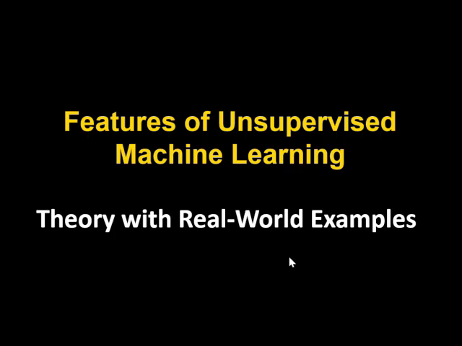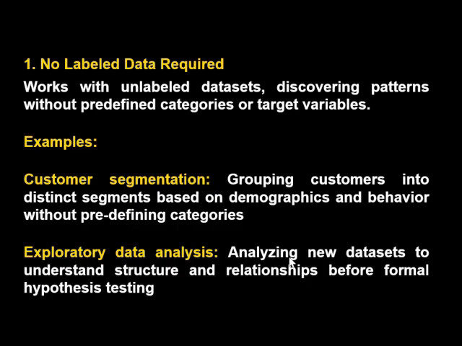Now we will see features of unsupervised machine learning theory with real-time examples. The first one, no labeled data required, works with unlabeled datasets, discovering patterns without predefined categories or target variables. Example, customer segmentation, grouping customers into distinct segments based on demographic and behavior without predefining categories.